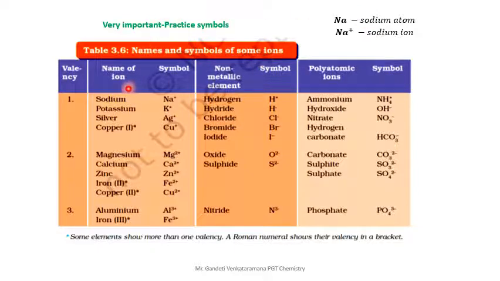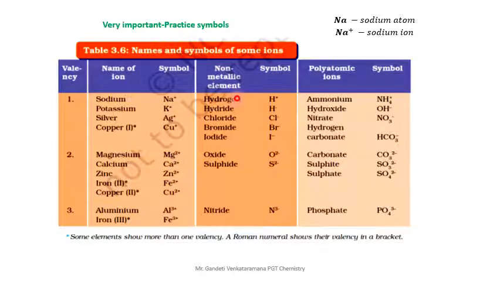Okay, so names and symbols of some ions. Name of ion, sodium Na plus and K plus, silver Ag plus. Focus on the capital letters and small letters. First letter always capital, second letter small, Ag plus. Next, copper 1 plus, that means copper only one positive. Magnesium 2 plus, calcium 2 plus, zinc 2 plus, Fe iron 2 plus, copper 2 plus, Al 3 plus and Fe 3 plus. Clear? This is the data available.